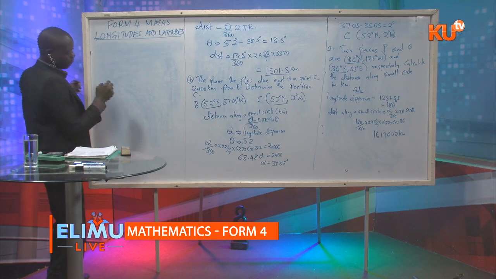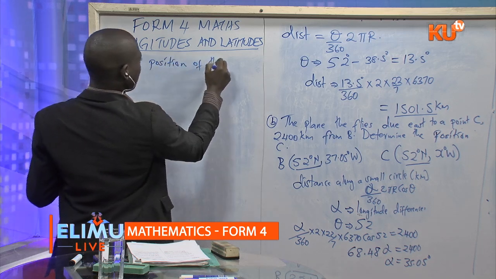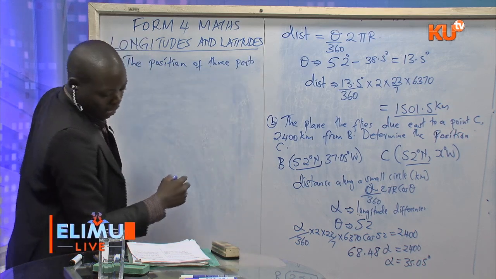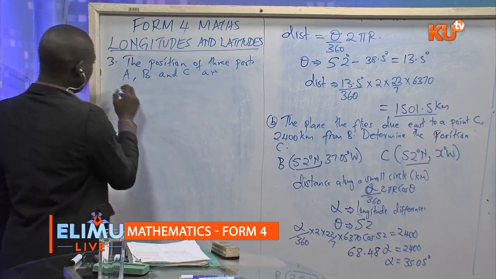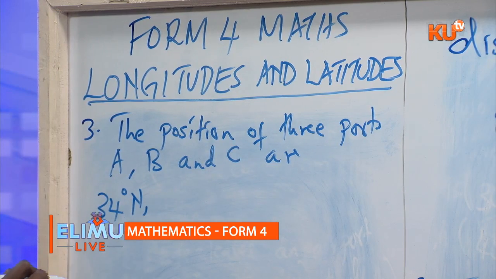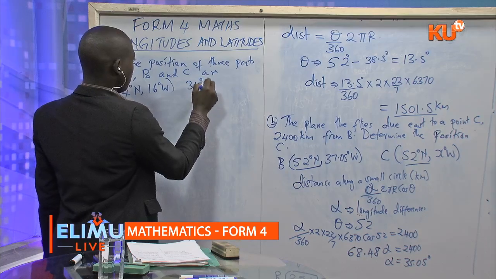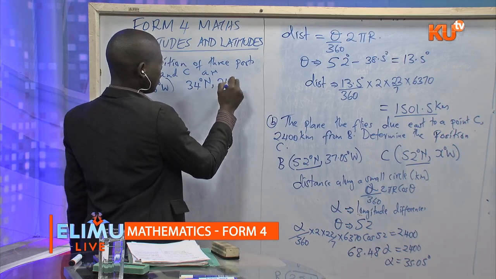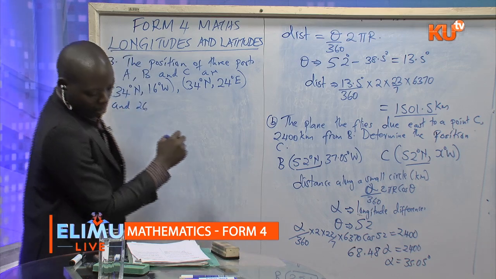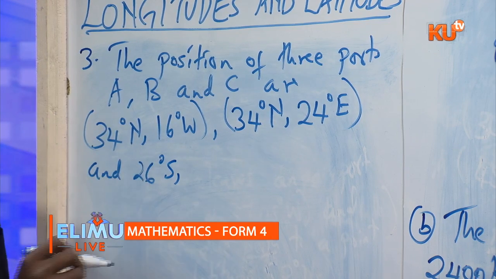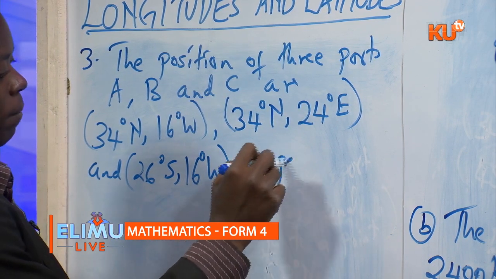We are told the positions of 3 ports, A, B, and C. A and B are at 34 degrees north, 16 degrees west, and 34 degrees north, 24 degrees east, and C is at 26 degrees south, 16 degrees west, respectively.